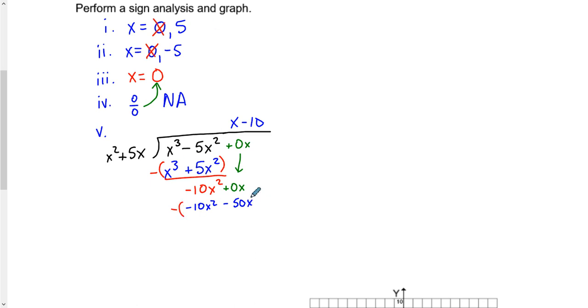Subtract it off. Negative 10 subtracting negative 10. Well, that's nothing. And 0 subtracting negative 50 is 50. I can't take x squared and multiply by anything to give me 50x. So my horizontal asymptote, and writing that in red, is y equals x subtract 10.